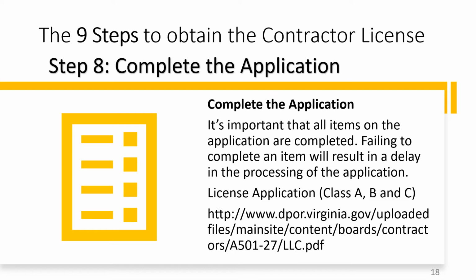Step 8. Complete the application. It's important that all items on the application are completed. Failing to complete an item will result in a delay in the processing of the application. You can find the application online by visiting www.dpor.virginia.gov.